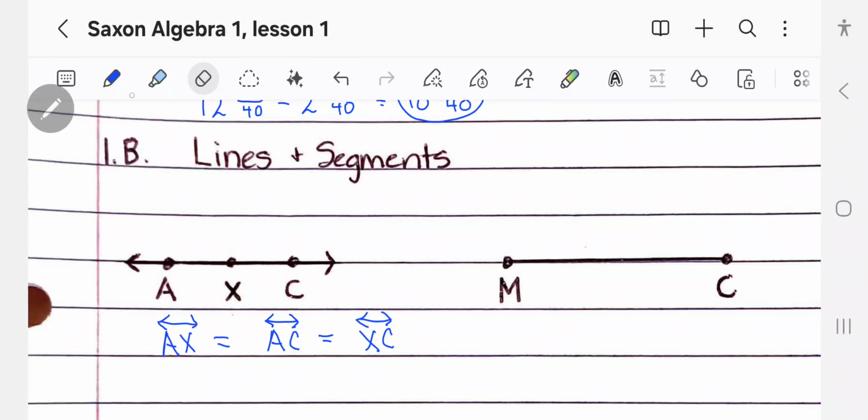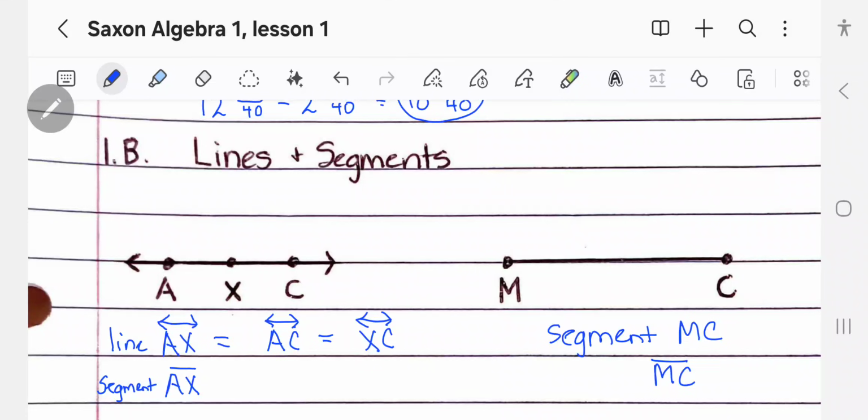Okay. If I wanted to talk about a segment, I might say AX and just put a line like this above it. That shows it's a segment. So you would read this one line AX and you would call this segment AX, and that would tell you, hey, I don't mean the whole line, I just mean this portion. Okay, so over here I would call this segment MC, or I would write it as MC with that line over it without the arrows.